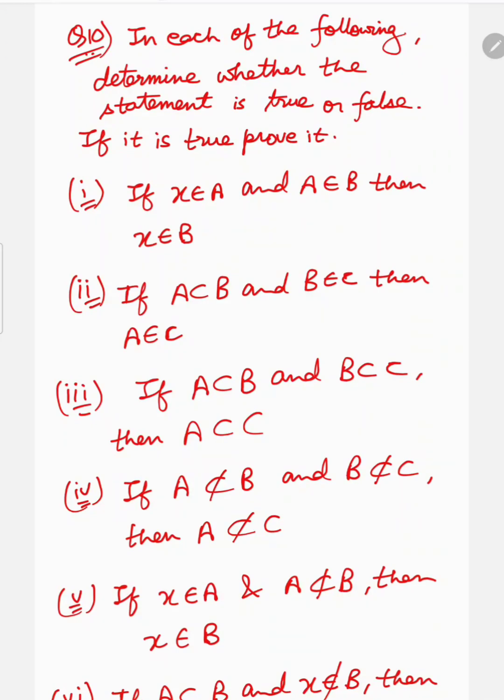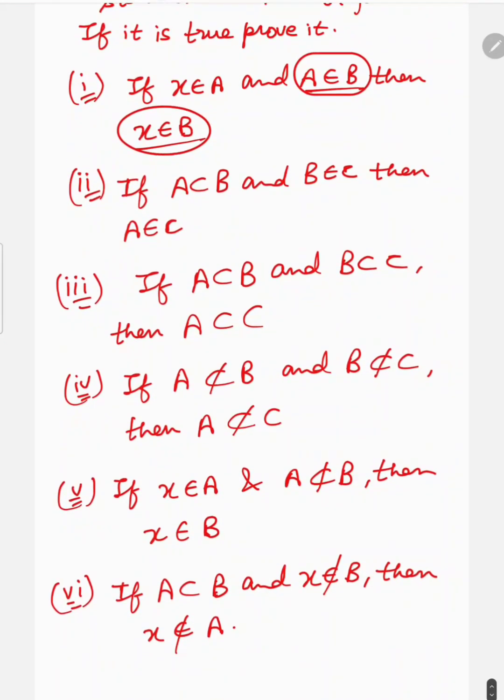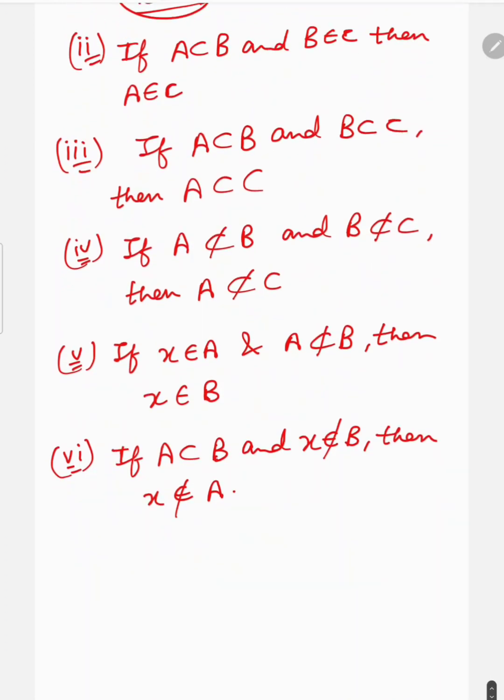Okay, यहाँ पर एक चीज है ये और ये. What is the difference between these things? A belongs to B and X belongs to B. What is the difference between these things? We have to understand this first.